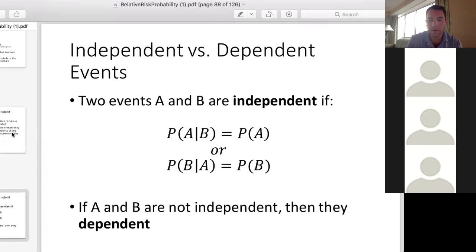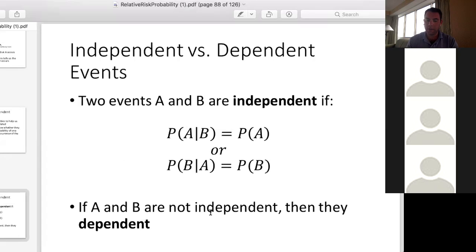If they're independent, this actually simplifies because, as we saw before, if A and B are independent, then the probability of A given B is simply the probability of A. Then the multiplication rule simplifies to the probability of A and B equals the probability of A times the probability of B. So if you're dealing with independent events, it's very, very simple. That will lead you to the joint probability between these two events.